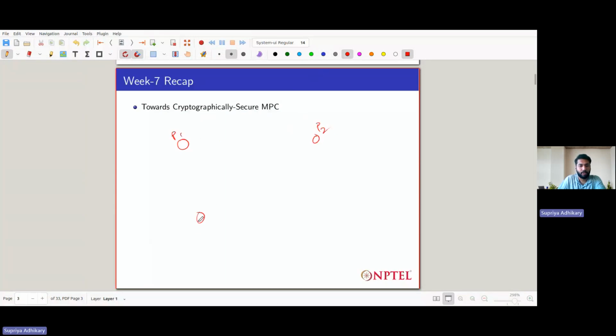So we have multiple parties, and all these parties want to compute. They have their secret inputs, let's say S1, S2, S3, S4, and they all want to compute some function f on these inputs. Now, the assumption was that the adversary is controlling, suppose, these two parties.